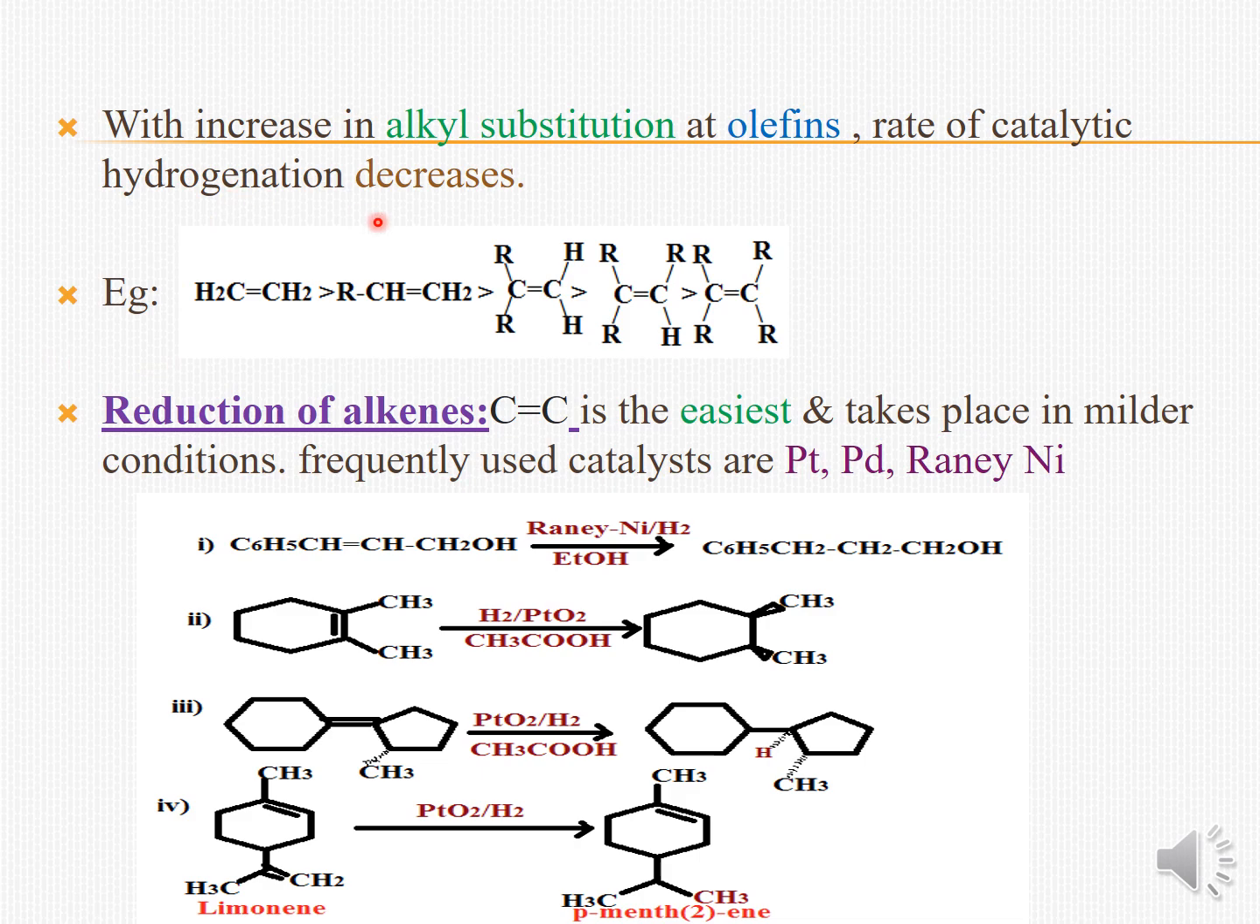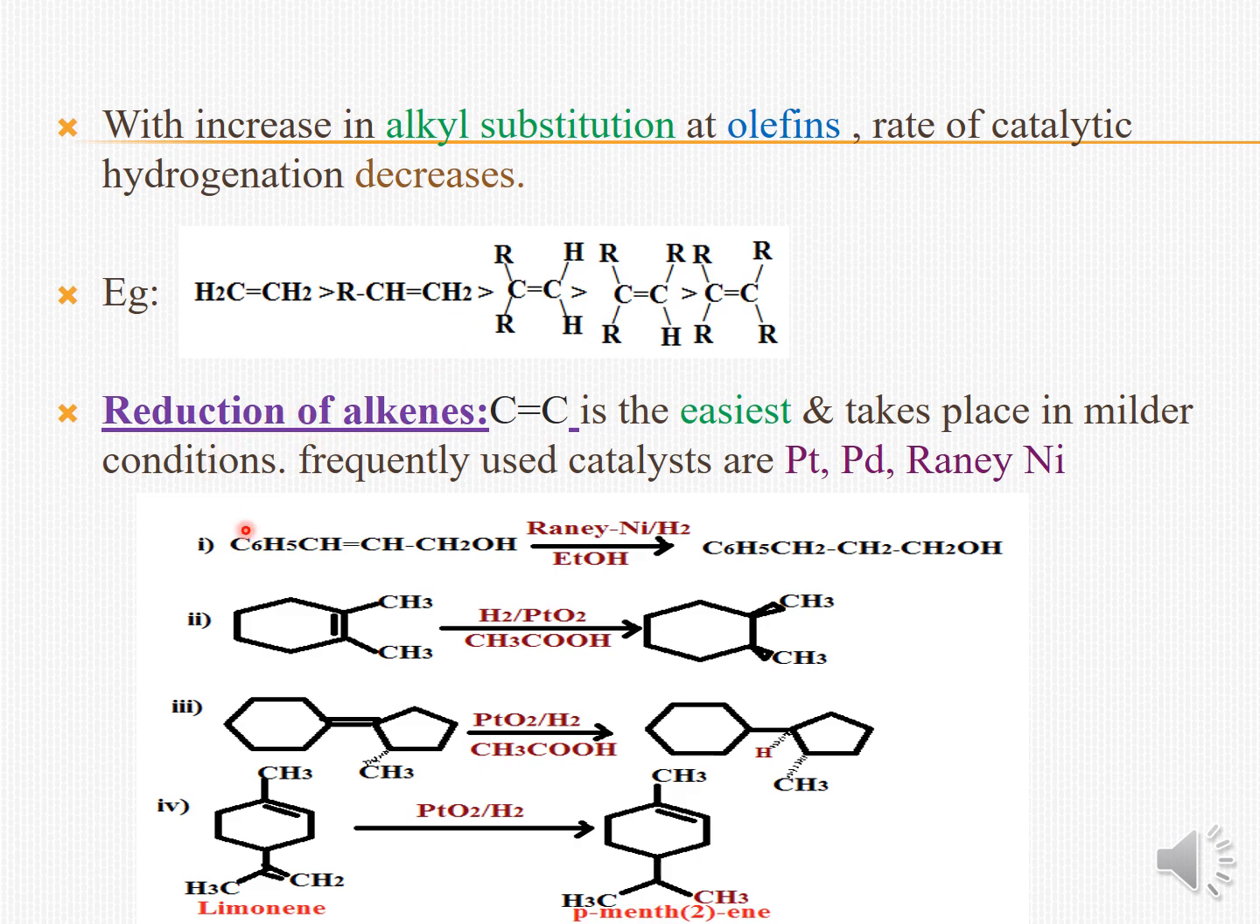So here are certain points for this hydrogenation. With the increase in the alkyl substituents on the olefin, the rate of the catalytic hydrogenation will decrease. With the decrease in alkyl substituents, that is for simple alkenes like CH2=CH2, the ethene molecule, the hydrogenation rate will increase, whereas here the rate will decrease. This is your priority. You can check this priority over here.